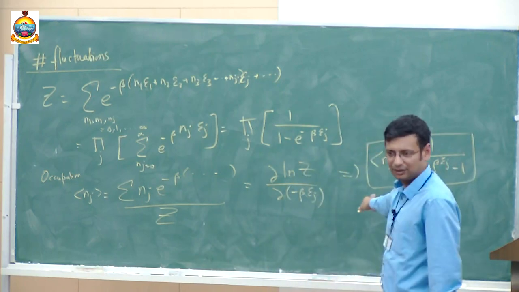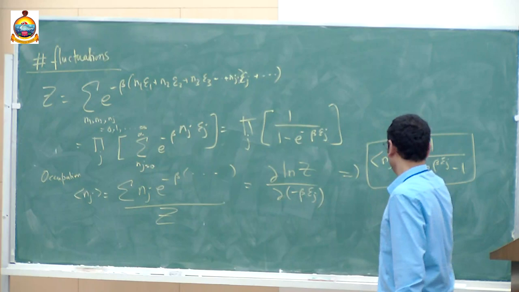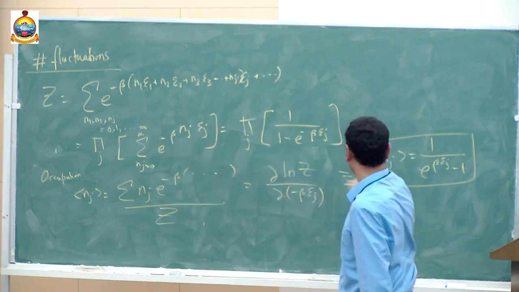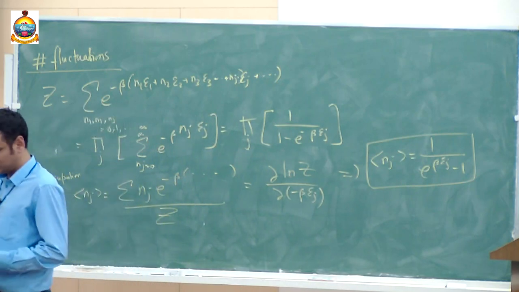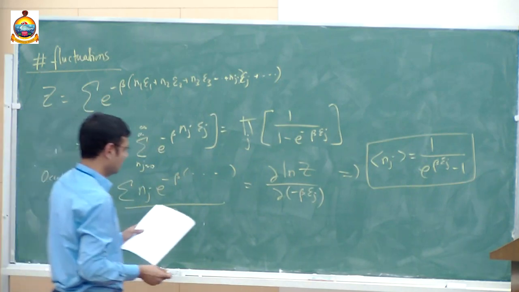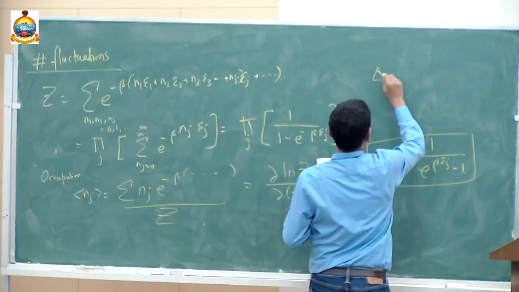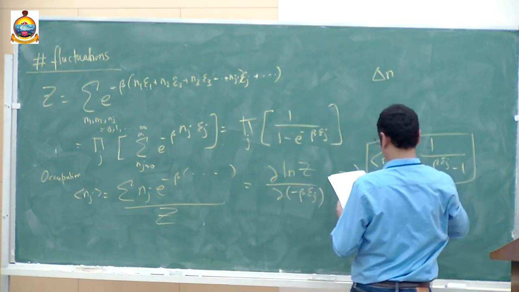Not surprising at all, right? That's what I should get, and that's exactly what I got there. So not surprising. Good. So now what is the next thing that we want to calculate? We want to calculate number fluctuation. Good. So what is the definition of number fluctuation in some level j?